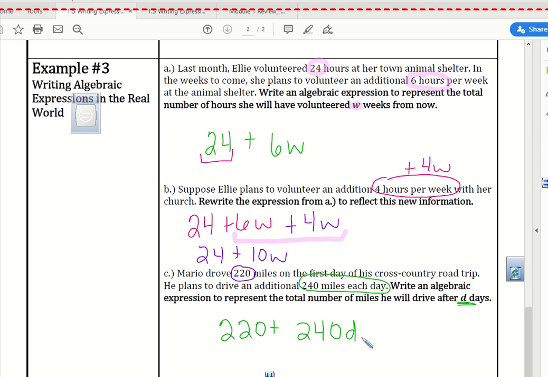All right, I'm going to go ahead and pause the recording. Those are your notes for 1.5, writing expressions.